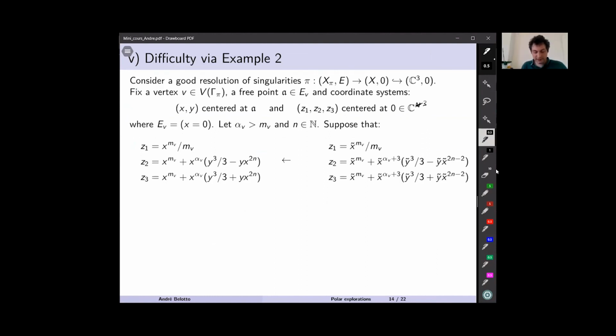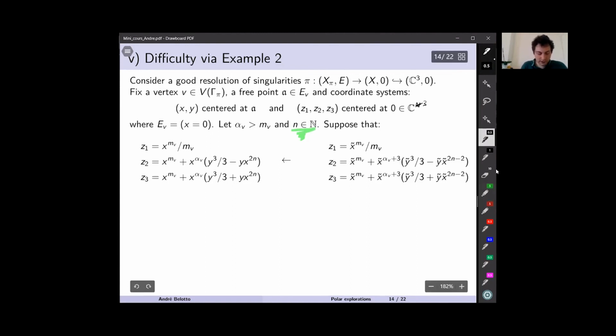And in here, let's take an alpha V, which is bigger than MV. This is not going to play a big role a priori here. But what takes a big role here is this N. So I'm going to take an arbitrary N, and I'm looking at this normal form that is here.